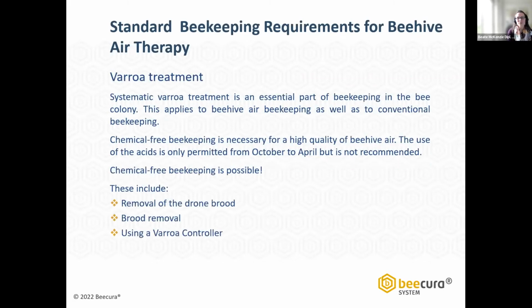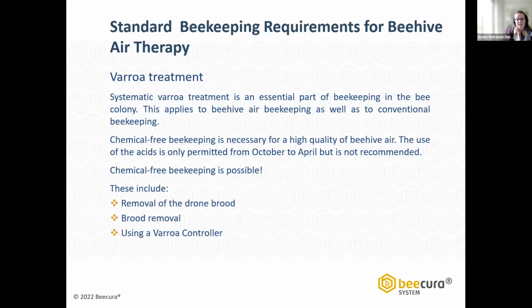Varroa treatment. So I will just briefly talk about the Varroa treatment. Obviously, it's very important that you keep your hives as free of Varroa as possible. And there are many solutions out there of how you can treat your bees. When you do beehive air therapy and you want to treat people that will inhale the air, you must not use any chemical solution in order to treat your bees. If you do, you can't use those hives for beehive air therapy for at least a month. Just bear that in mind. And given that the bee season isn't that long, we highly recommend not to do the chemical version.